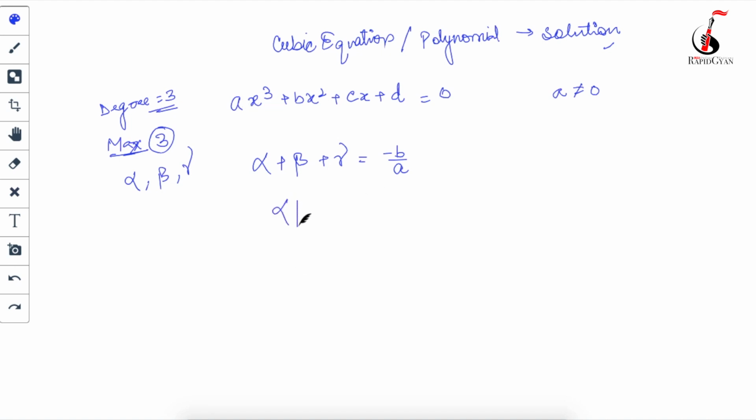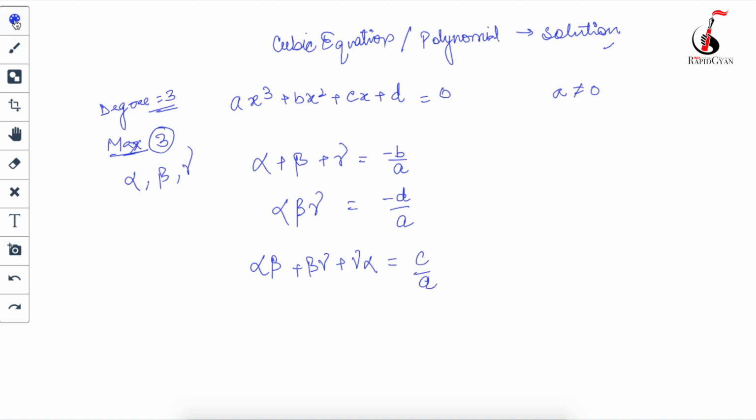If you multiply these roots, alpha times beta times gamma, you will get minus d upon a. D is the constant term and a is the coefficient of x cube. If there is one more combination, alpha times beta plus beta times gamma plus gamma times alpha, in this case you will get c upon a.